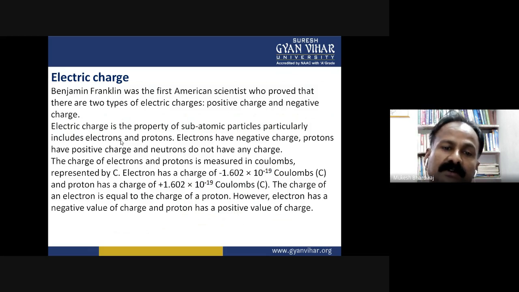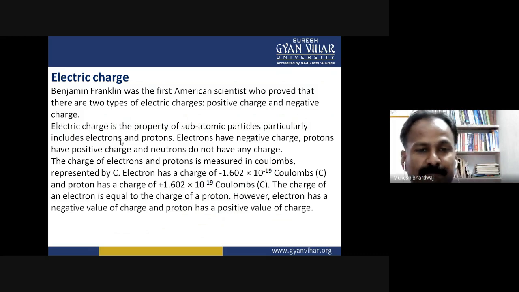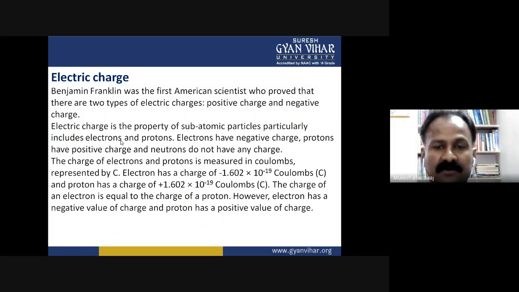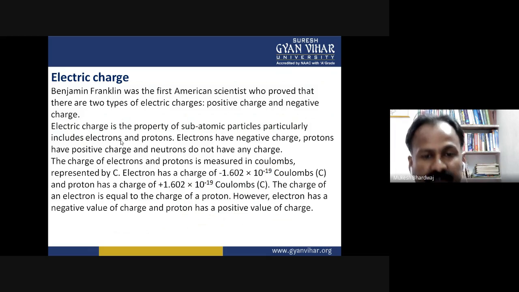The charge of electrons and protons is measured in coulombs, represented by C. An electron has a charge of minus 1.602 × 10^-19 coulombs, and a proton has a charge of plus 1.602 × 10^-19 coulombs. The charge of an electron is equal to the charge of a proton. However, an electron has a negative value of charge and a proton has a positive value of charge.